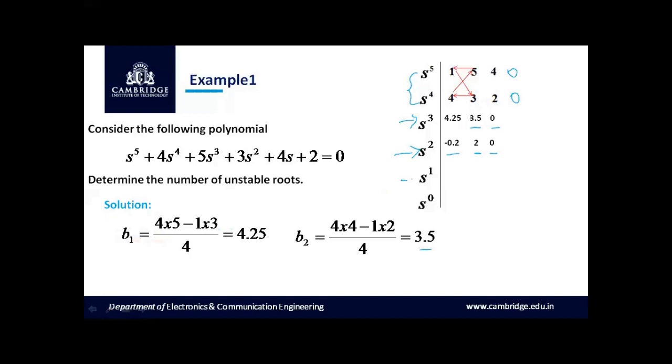Now to fill up the fifth row, I have to take the previous two as the reference and follow the same procedure. Hence, I get 39, 0, 0. And to fill up the sixth row, I have to make use of the previous two rows as a reference. Hence, for the fifth row first element, 39 into 2 minus minus 0.2 into 0, divided by 39. Hence, it is 2. And the rest of the terms will be equal to 0.